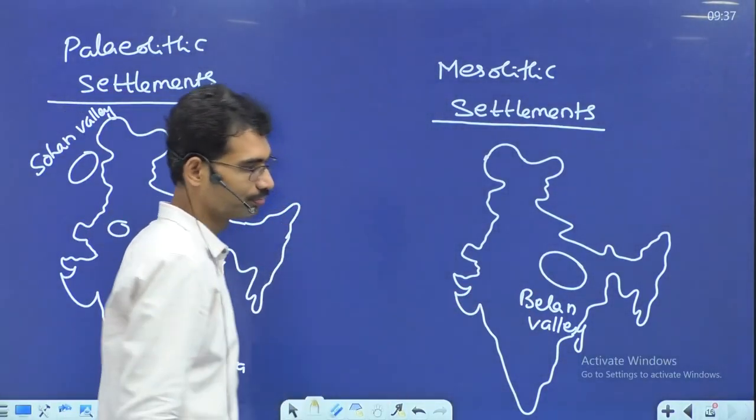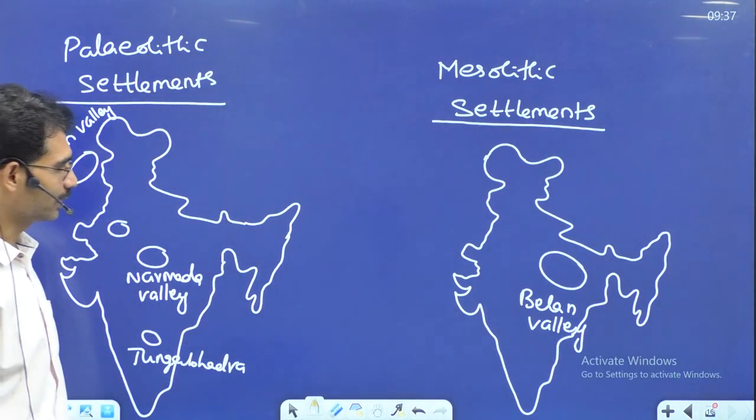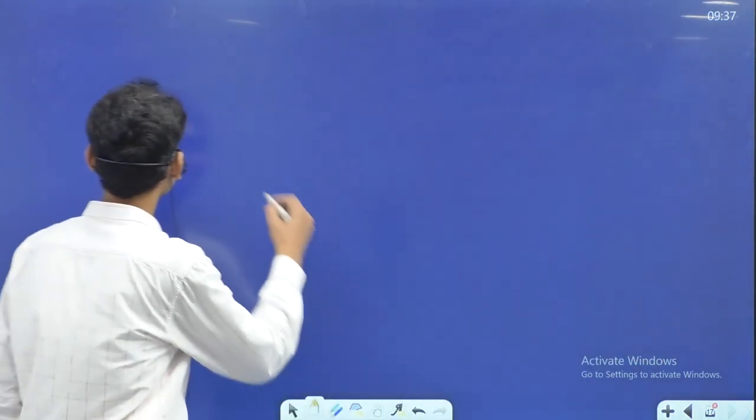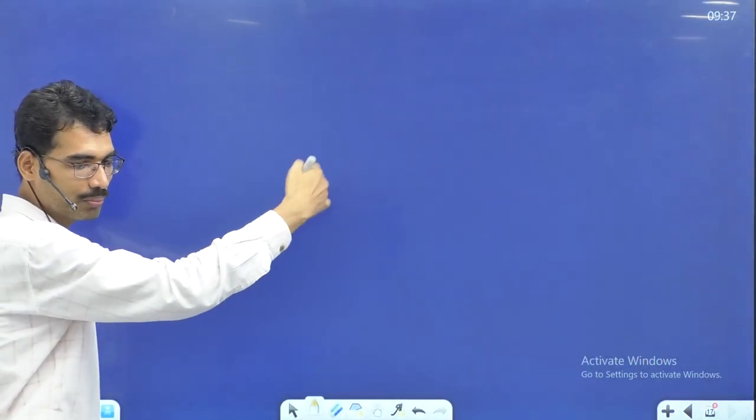Belan Valley, Mesolithic settlements. Now, Neolithic. Now you will see more and more settlements.